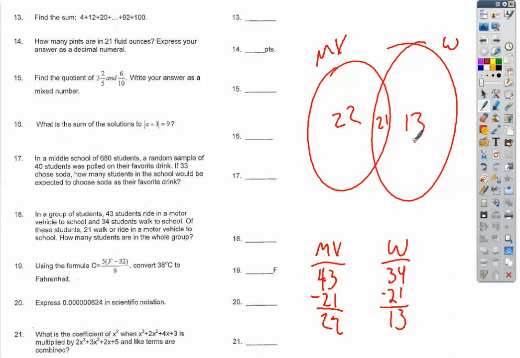And then it says how many students from the whole group, so I just add them together. 22 plus 21 is 43. 43 plus 13 is 56. And it is 56.